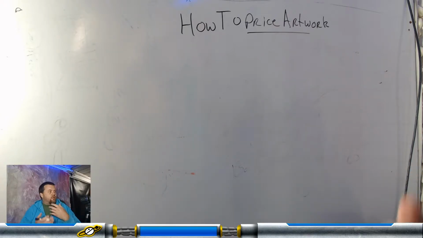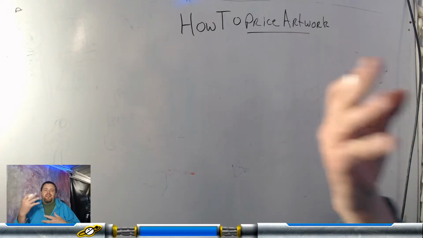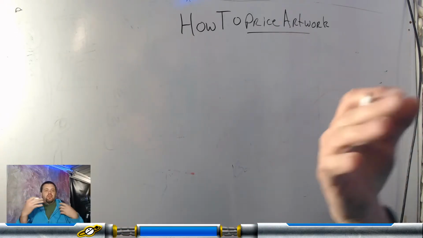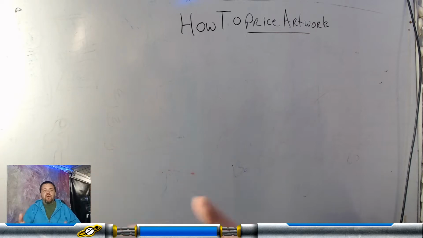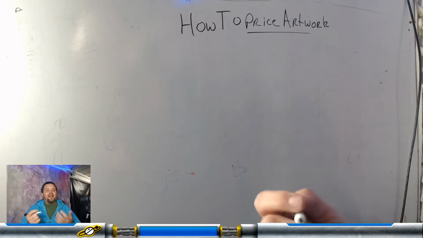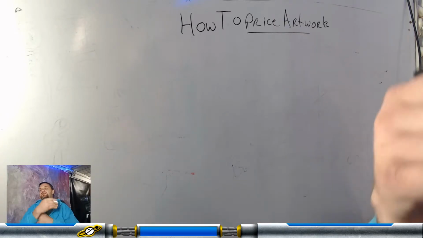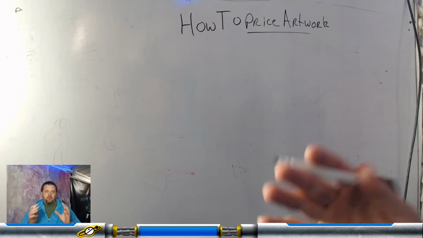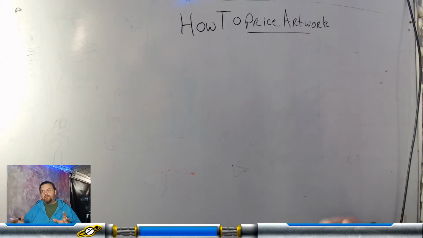So if you have a question about how to price your paintings, your sculptures, your cups, your mugs, your bowls, your silver, your jewelry, and you just have this one item and you don't know exactly what to charge for it, this is how you can easily figure out the cost of almost anything based upon a simple formula.